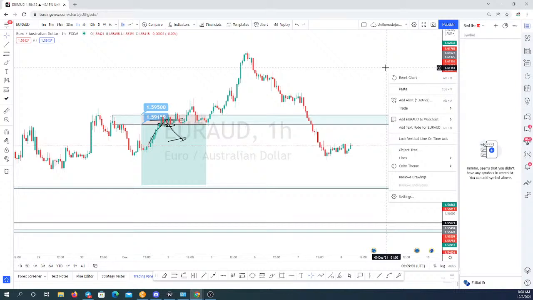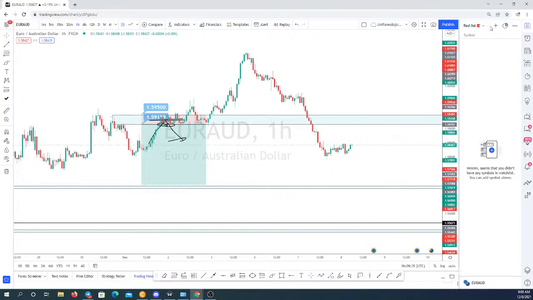Perfect. So we're checking UCAD, and 3 more pairs: Gold, GU, and then Euro USD. Okay, so we've got 4 here. Let's hop onto the chart and see what we've got.